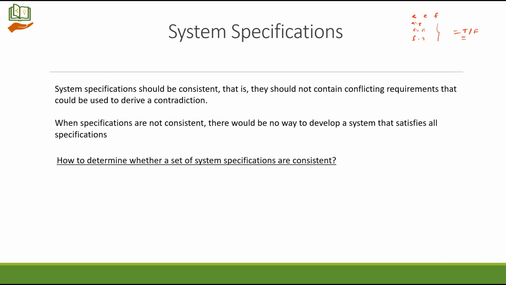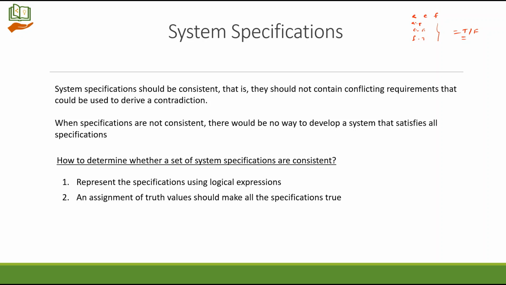How to determine whether a set of system specifications are consistent? We have to represent the specifications using logical expressions. An assignment of truth values should make all the specifications true. It means you have to check when A is true, what will happen? When A is false, what will happen? Similarly, when C is false, what will happen? When C is true, what will happen?